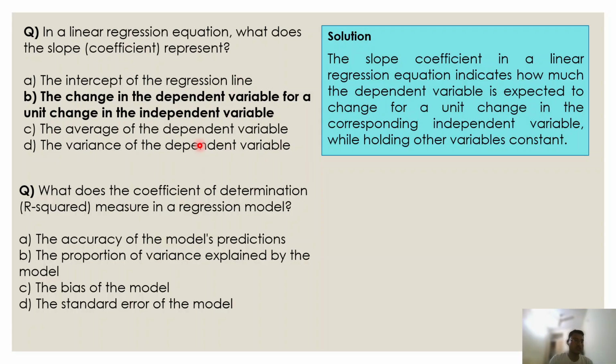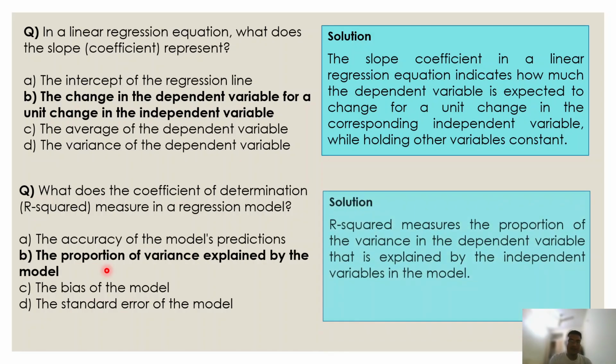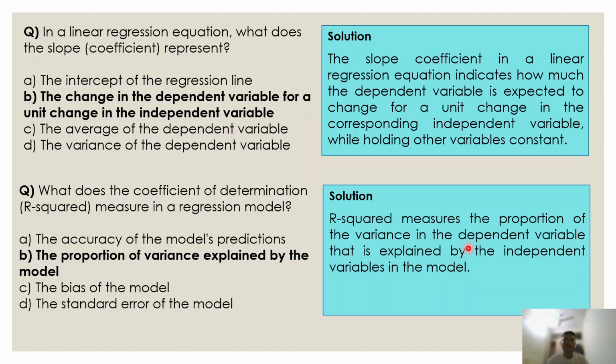Moving towards our next question: what does the coefficient of determination, R square, measure in the regression model? The options are the accuracy of the model prediction, the bias of the model, the standard error of the model, or the proportion of variance explained by the model. R square measures the proportion of the variance in the dependent variable that is explained by the independent variable. So B is the correct answer.